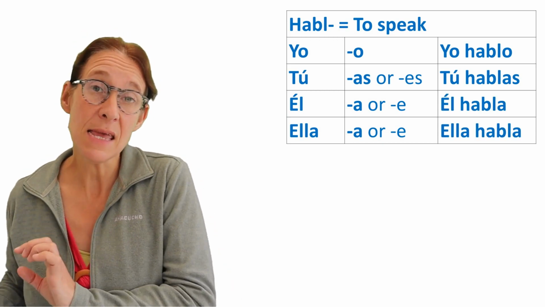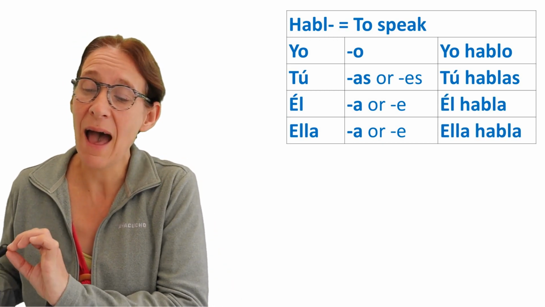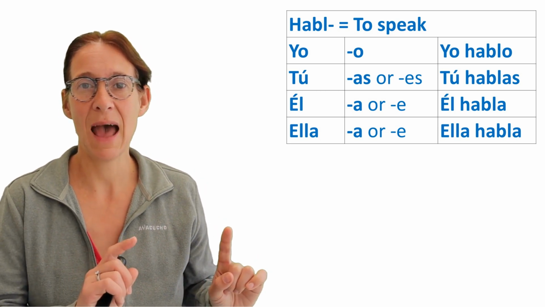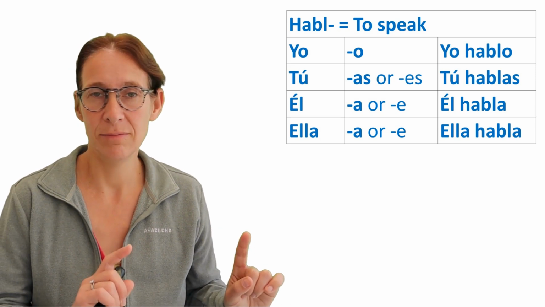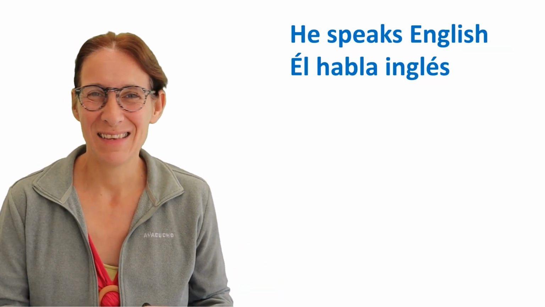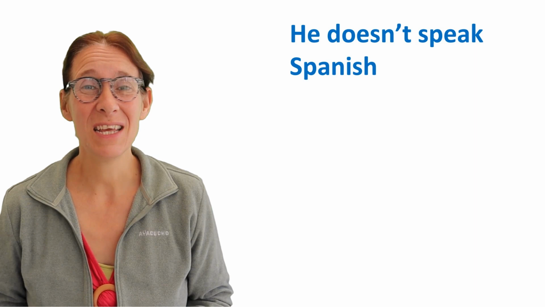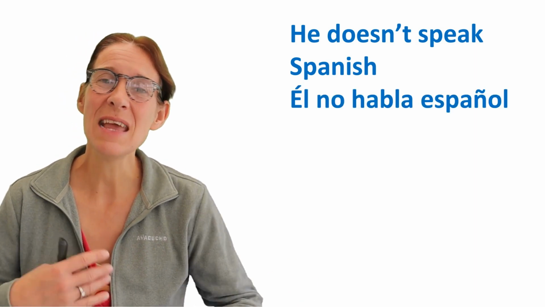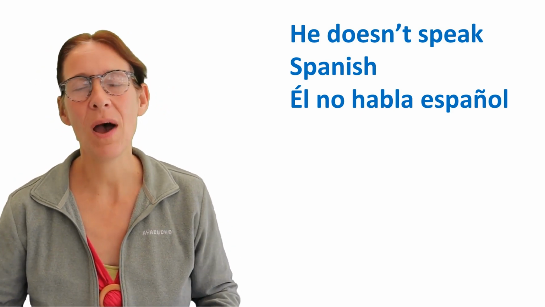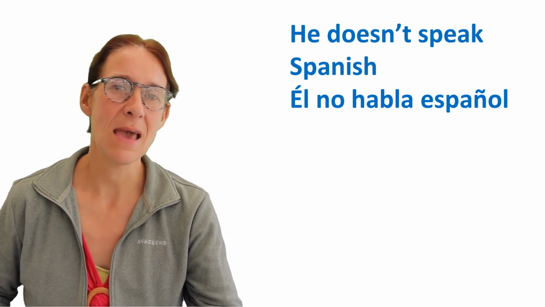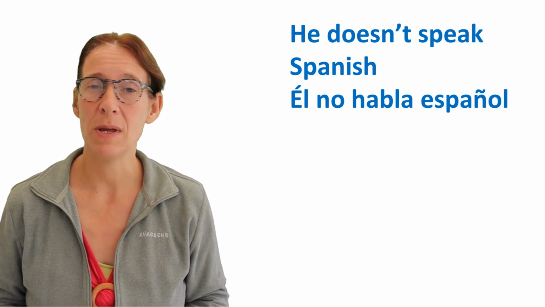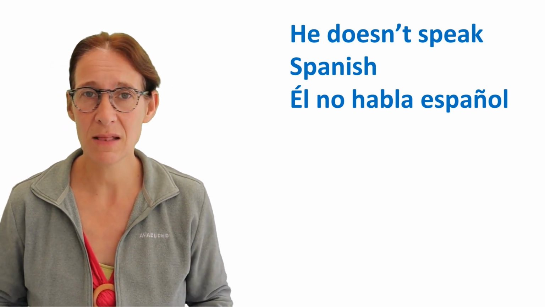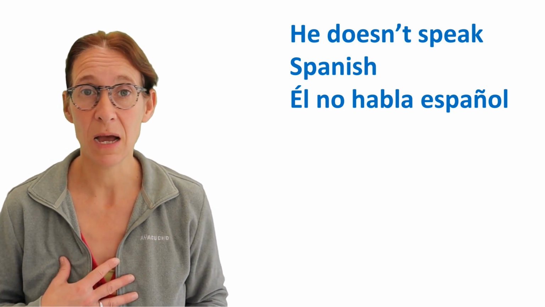If it's he, then it's the a ending. So my stem is habl and my ending is a. Habla. Él habla inglés. And he doesn't speak Spanish. Él no habla español. You can see how you would explain to somebody, él no habla español. Or ella no habla español. Yo hablo español. Ella no habla español. And again, that could be true about mi familia.